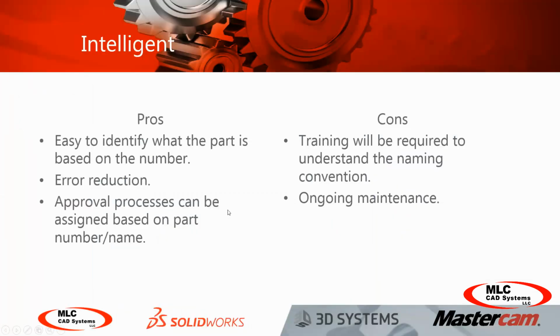So let's review what we've seen with intelligent part numbers. So this is where we're really using the power of SOLIDWORKS PDM. So the pros of this is it's now very easy to identify what the part is based on the number and the file name. And because of that, we have error reduction. We know if we're looking at a bill of materials and we're seeing an electrical file, and based on the file name, we can tell if it's correct or not.